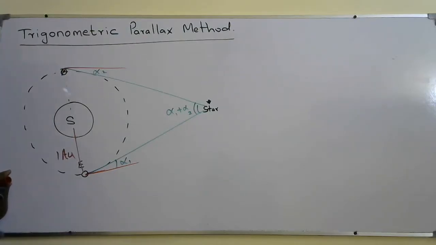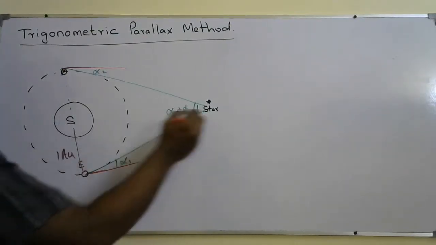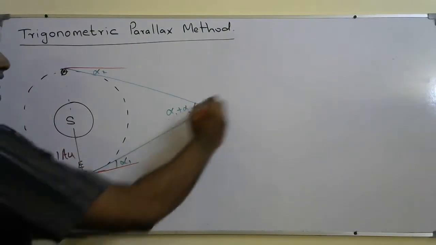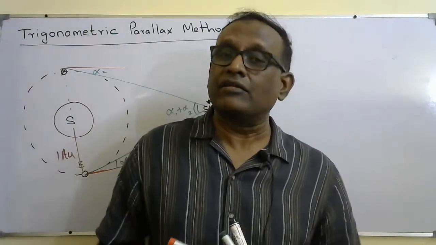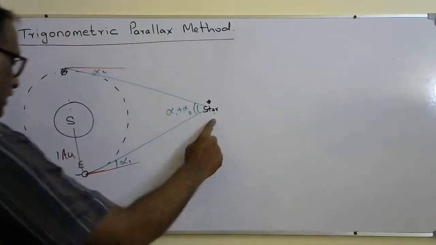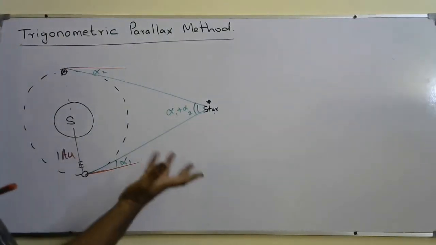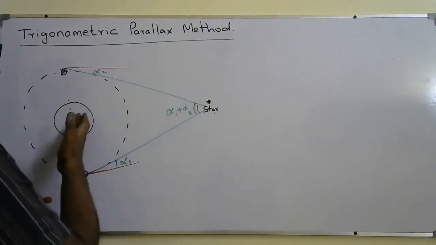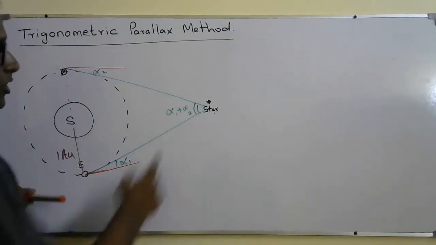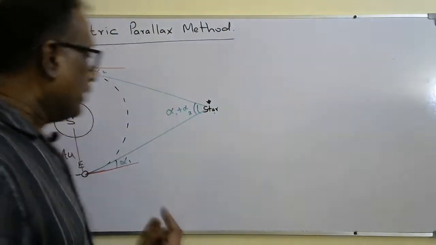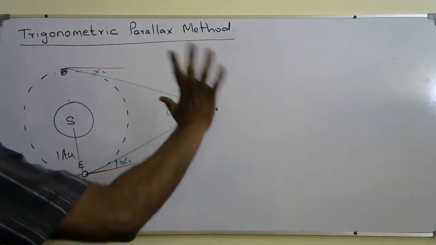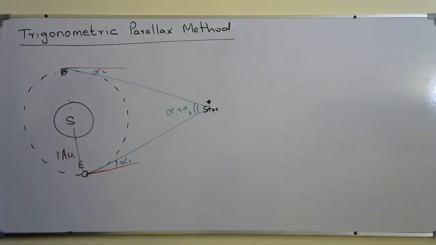So now I can use trigonometry to find the distance of the star from the Earth. We don't need to do any calculations here. We can find the distance of the star from Earth, or even the distance of the star from the Sun. There is no big difference because these angles are very small, normally less than 1 degree. So we can measure the distance of the star by using trigonometry.